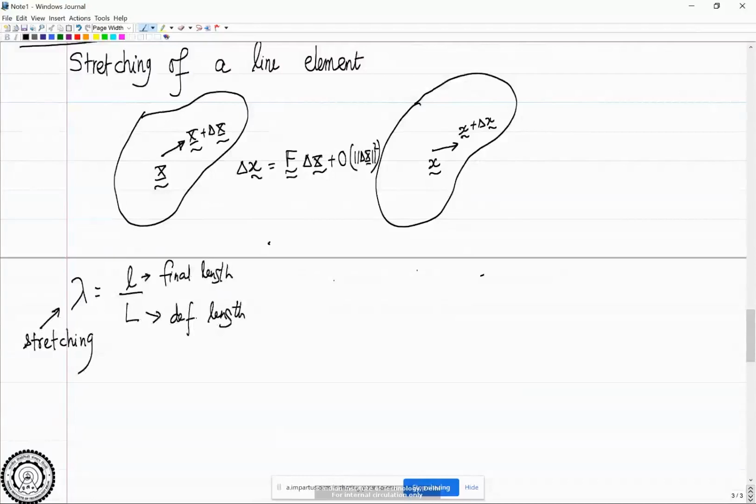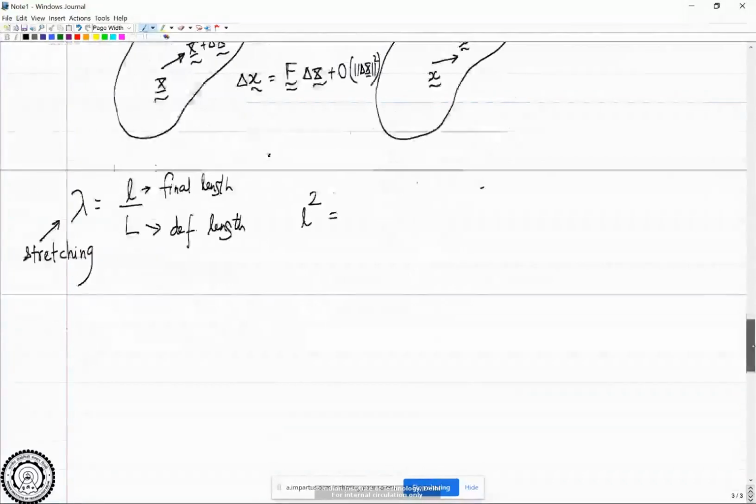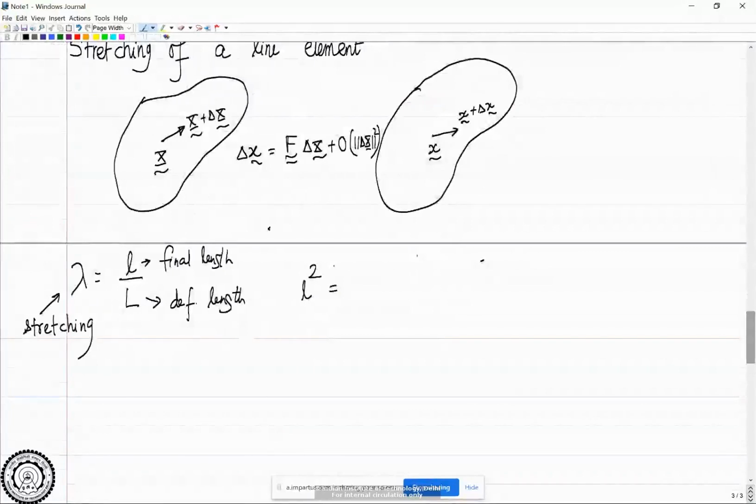Okay, so what can you say about small l square? If delta small x is your line element vector, what will be small l square? Can someone tell me? Yeah, anyone? SP?